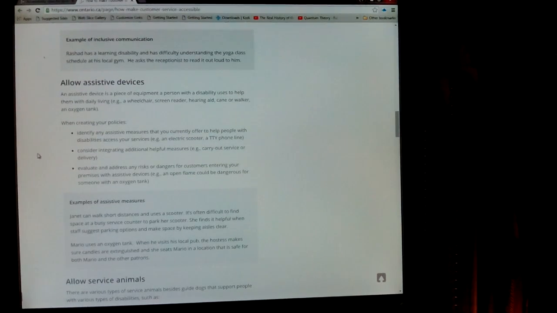Allow assistive devices. An assistive device is a piece of equipment a person with a disability uses to help them with daily living. For example, a wheelchair, screen reader, hearing aid, cane or walker, or an oxygen tank. When creating your policies, identify any assistive measures that you currently offer to help people with disabilities access your services. For example, electric scooter, TTY phone line. Consider integrating additional helpful measures, for example, carry-out service or delivery. Evaluate and address any risks or dangers for customers entering your premises with assistive devices. For example, an open flame could be dangerous for someone with an oxygen tank.